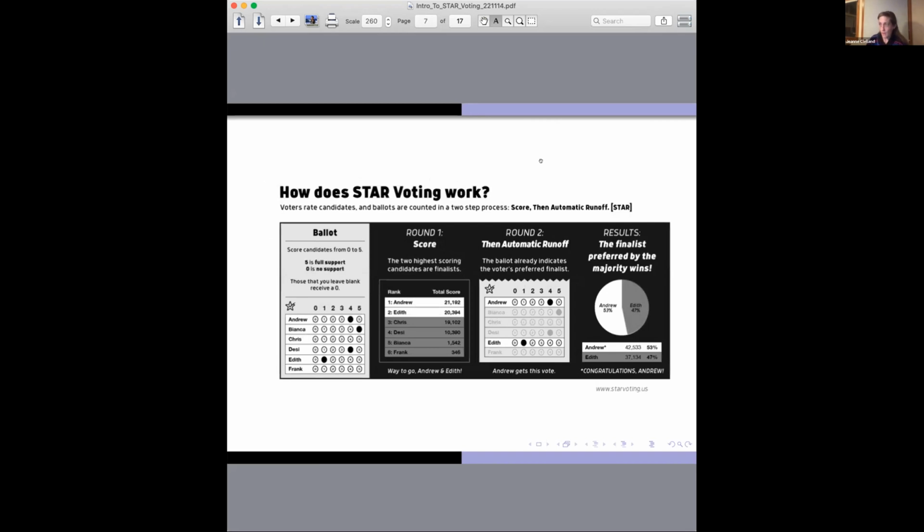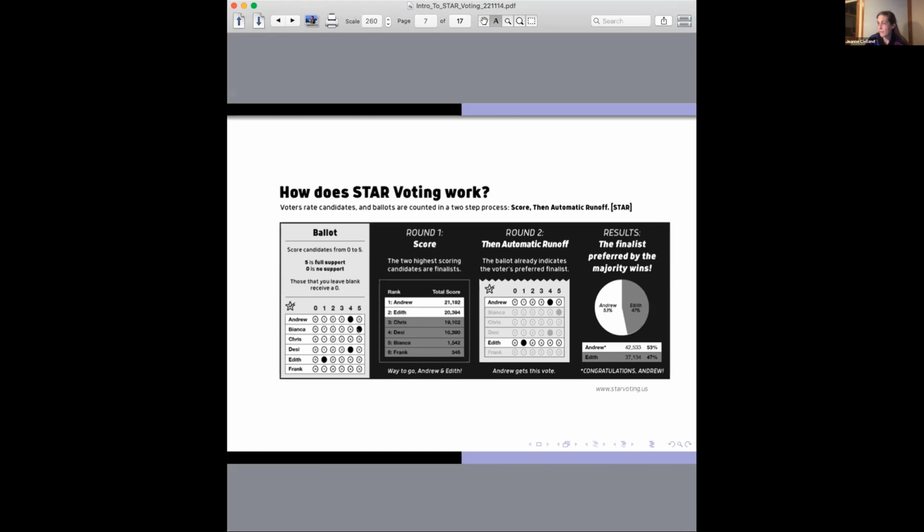Here's an example of what a STAR voting ballot looks like. You might see a list of candidates: Andrew, Bianca, Chris, Desi, Edith, and Frank. 5 stars indicates your full support. 0 stars indicates no support. You score every candidate according to how much you support that candidate. Ties are allowed. You can see that this particular voter gave both Andrew and Desi a 4.